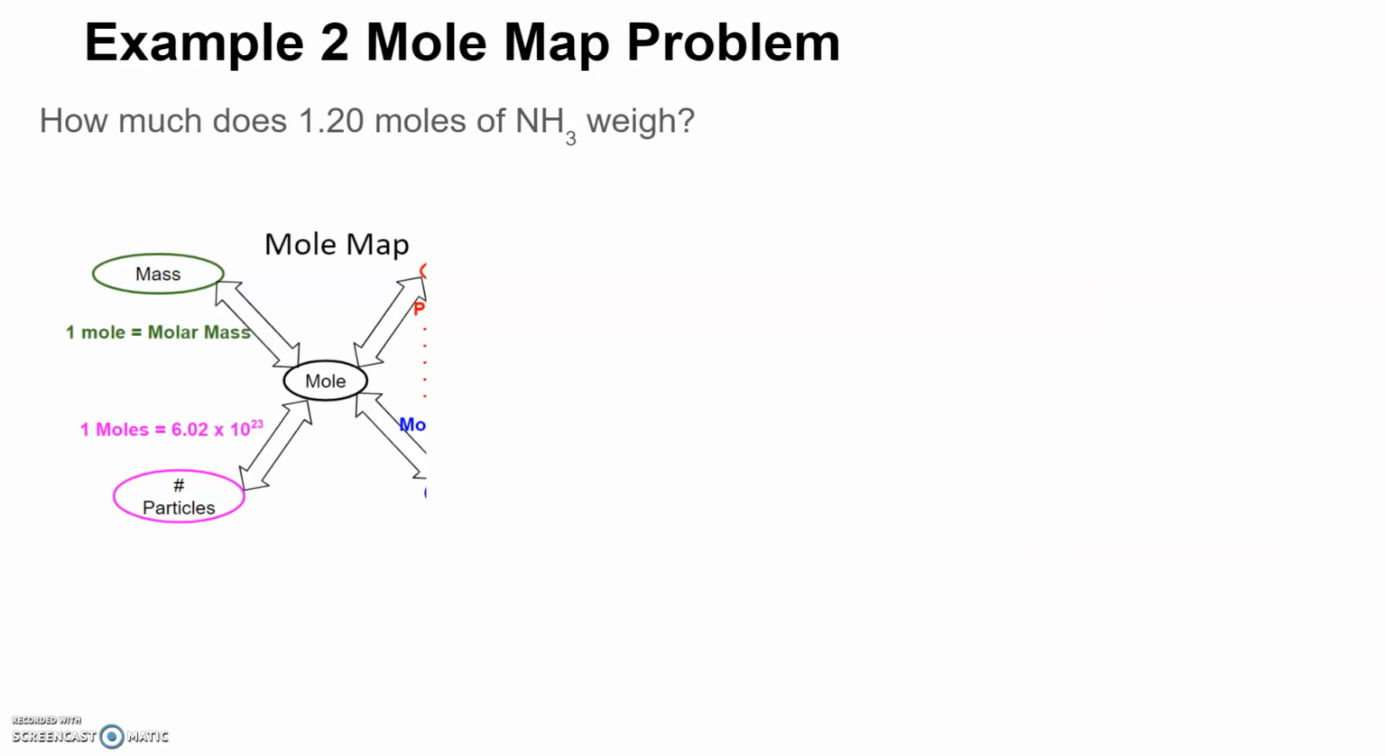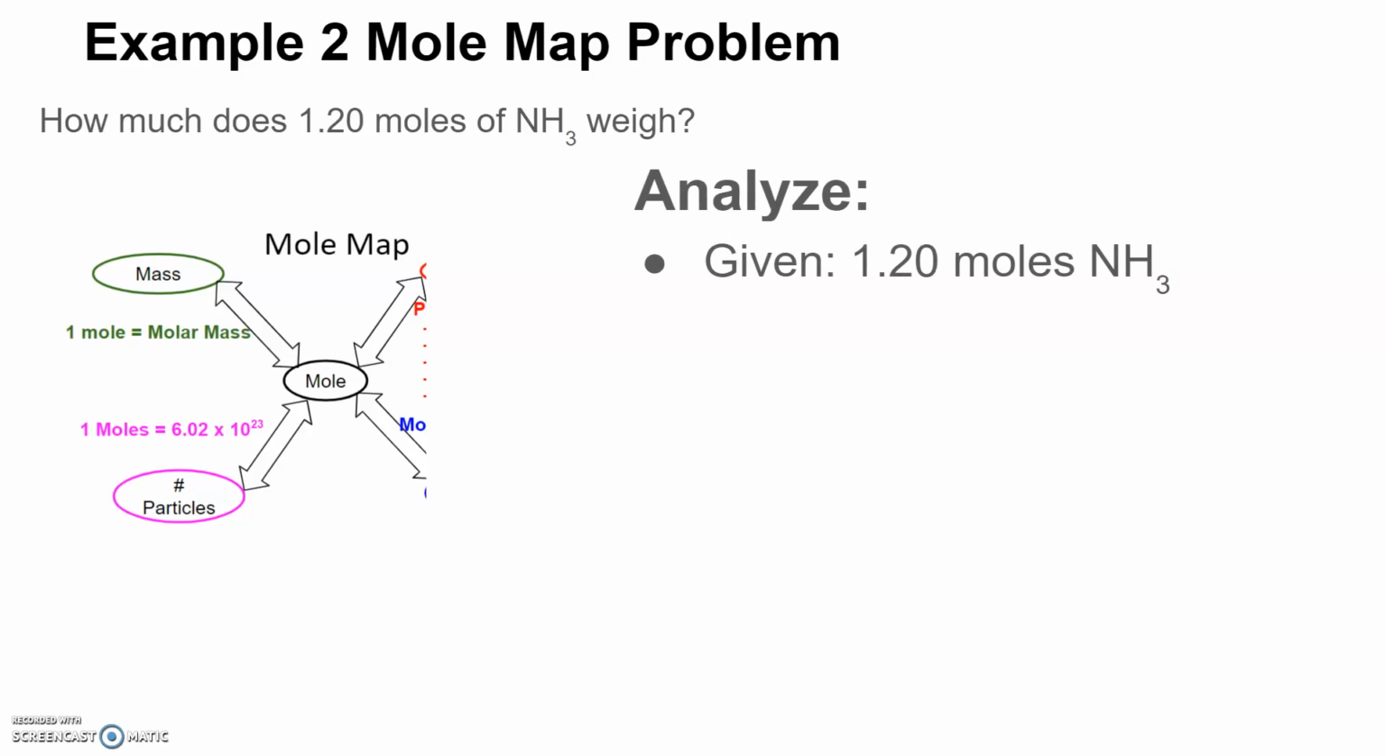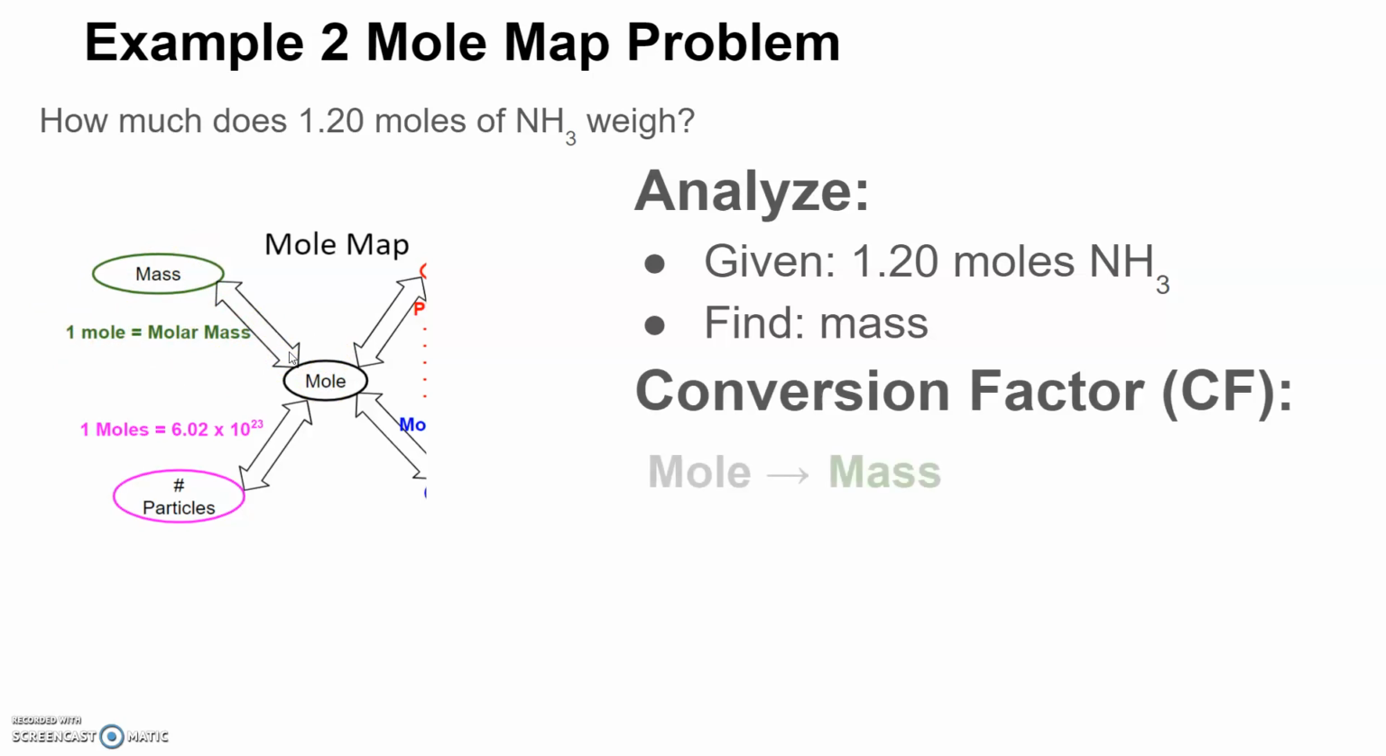Let's take a look at another example. In this case, I'm asked how much does 1.2 moles of NH3 weigh? So again, we're going to do our analyze. My given is 1.2 moles of NH3. My find is mass. So where am I starting? Where am I going? I'm starting in the center here at moles because I'm given moles, and I'm trying to find the mass. So the conversion factor, if I want to go from moles to mass, I need to use my molar mass. 1 mole is equal to the molar mass.